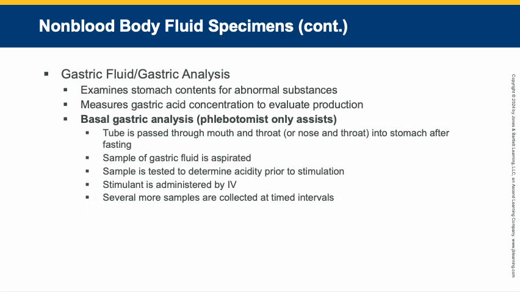Okay, gastric fluid. Gastric fluid is stomach fluid, so it's going to examine the contents of the stomach for anything abnormal. Phlebotomists only assist in this analysis. The tube is passed through the mouth and the throat into the stomach after fasting. A sample of the gastric fluid is aspirated. It is tested to determine acidity prior to stimulation. The stimulant is then administered by IV, and you collect several more samples at timed intervals.